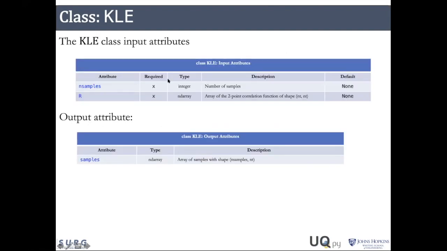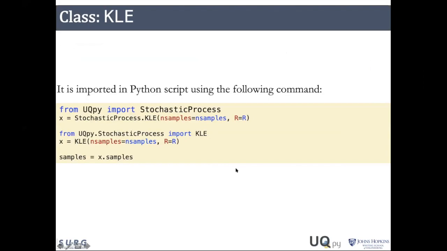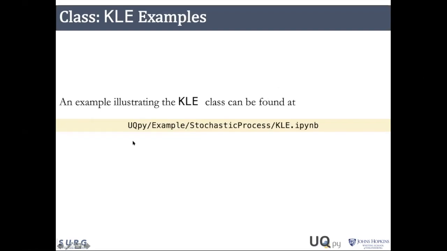The input attributes of the KLE class are just n_samples and R. n_samples is again the number of samples, and R is an array of the two-point correlation function, which is of the shape (nt, nt). The KLE is a really simple and elegant class for generation of stochastic processes in the time domain. The output attribute is samples, which is again of the shape (n_samples, nt). KLE can be imported in two ways, similar to SRM and BSRM, and the samples can be extracted from the output attributes. We have an example illustrating the use of KLE.